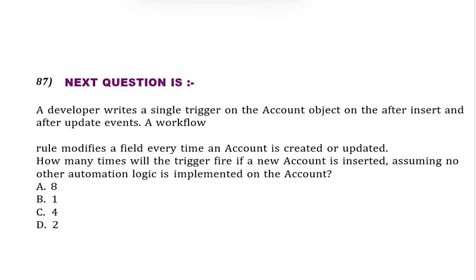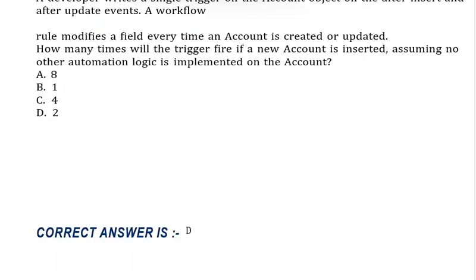Question: A developer writes a single trigger on the account object on the after insert and after update events. A workflow rule modifies a field every time an account is created or updated. How many times will the trigger fire if a new account is inserted, assuming no other automation logic is implemented on the account? Option A, 8. Option B, 1. Option C, 4. Option D, 2. Correct answer is option D.